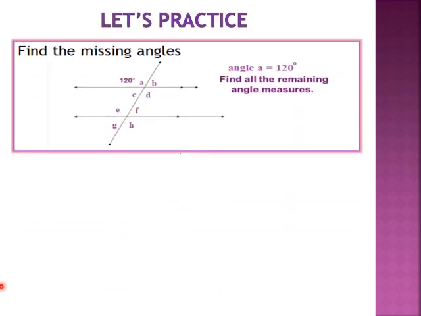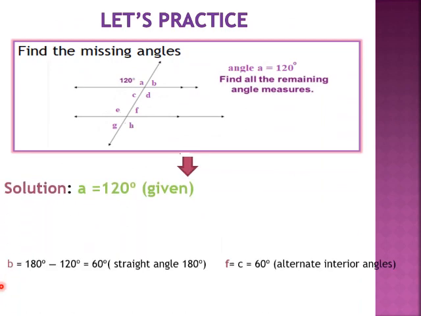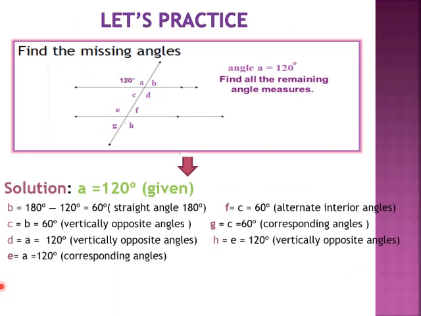Let's practice. It's given that angle A is equal to 120 degrees. We are going to find the measure of the remaining angles. Let us start with angle B. Angle A and angle B form a straight angle that's equal to 180 degrees. Then B is equal to 180 degrees minus angle A, that's 120 degrees. Then B is equal to 60 degrees.